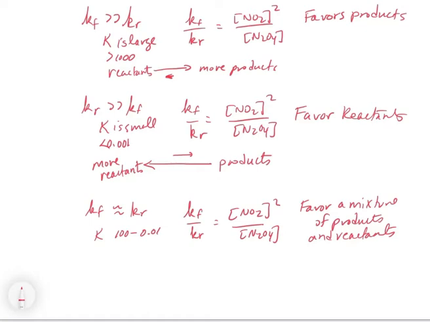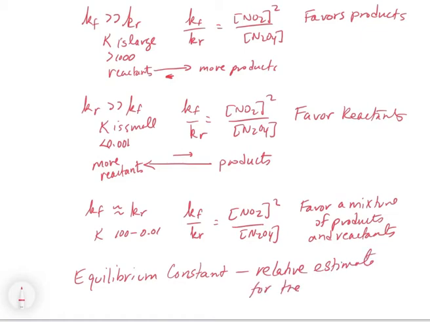Yeah, and so the key thing is that the equilibrium constant's magnitude gives a relative estimate for the preference of products versus reactants in the equilibrium mixture. So like we said, if K is large, we're going to favor products. If it's small, we're going to favor reactants, and if it's intermediate, we're going to favor a mixture of products and reactants.